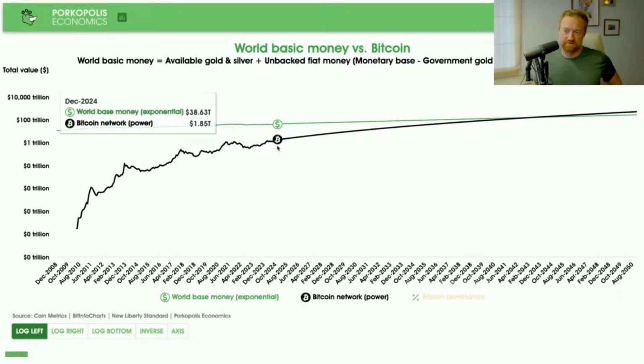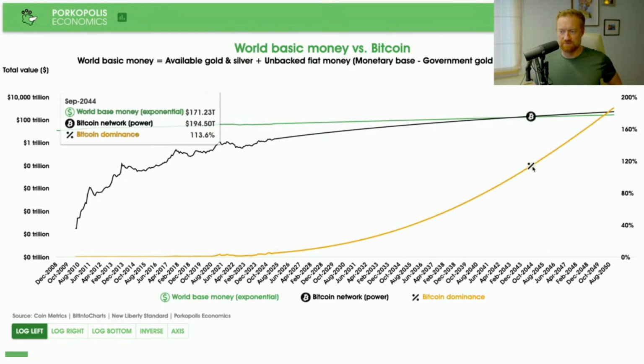And then we can do the same thing with Bitcoin's market cap. We're at 2 trillion valuation right now. Project it out, and something like 2043, 150, 155 trillion is where we're going to reach that 100%.